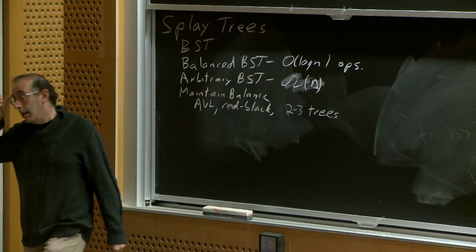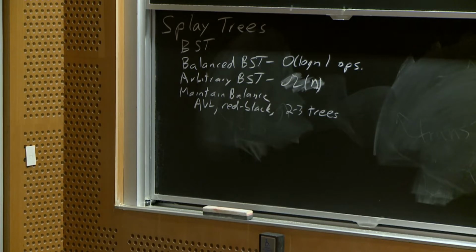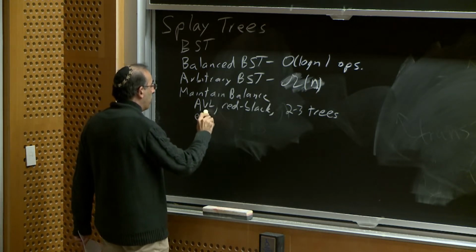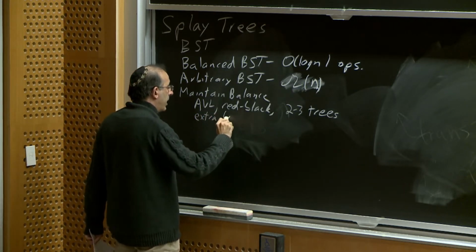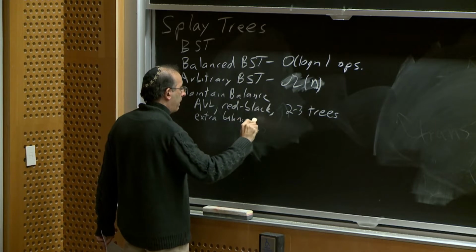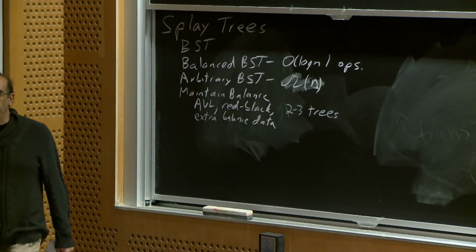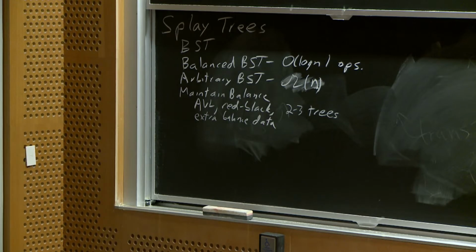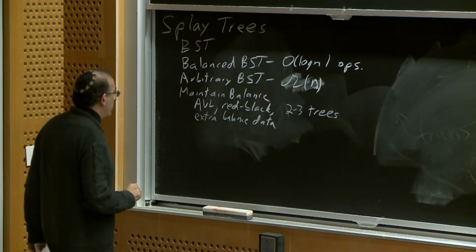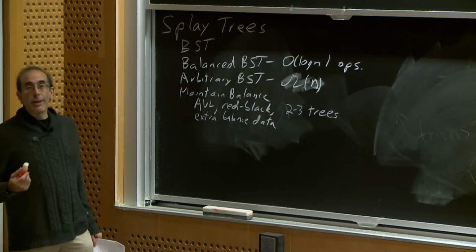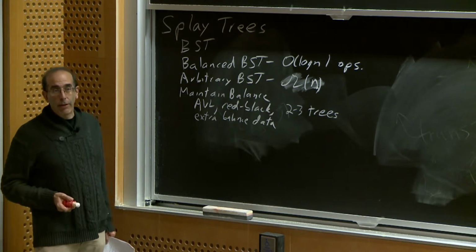And they keep the search tree balanced at all times, and therefore they preserve the order log n time operations. They do require extra balance data. There's usually a bit or something stored in each node that tells you things about the shape of the tree and what you need to do to rebalance it. And they do these explicit rebalancing operations when the tree gets out of balance.